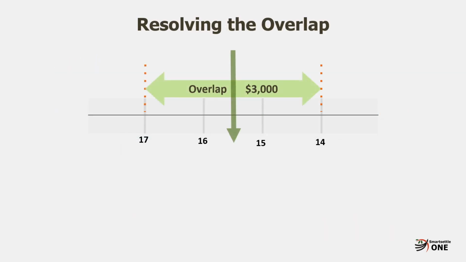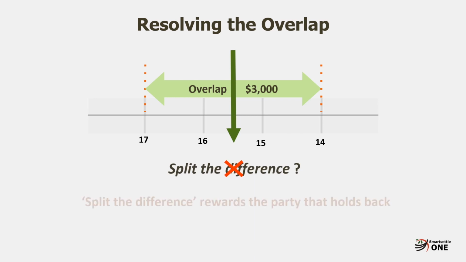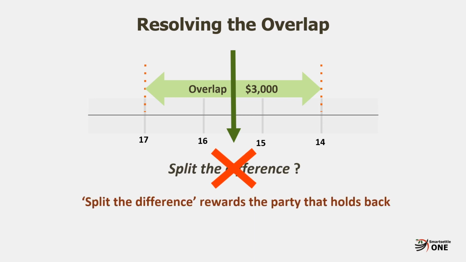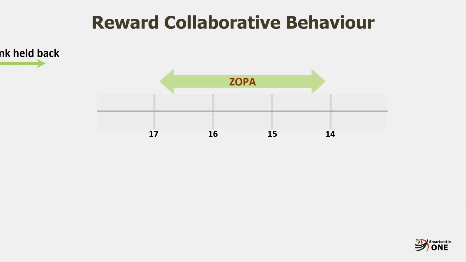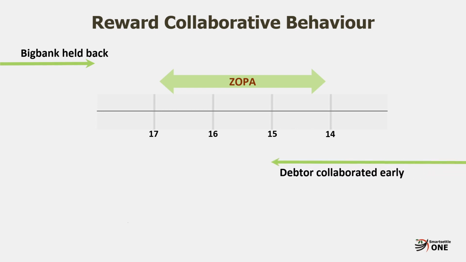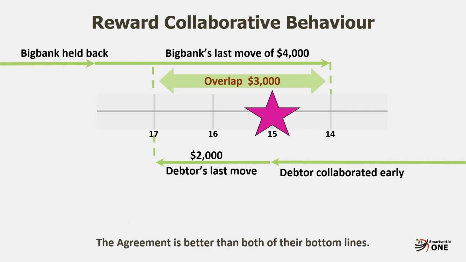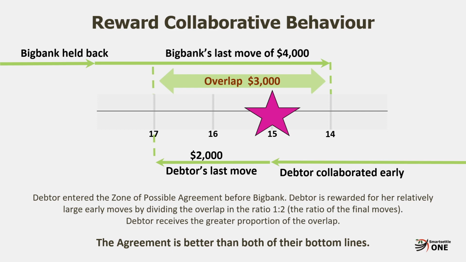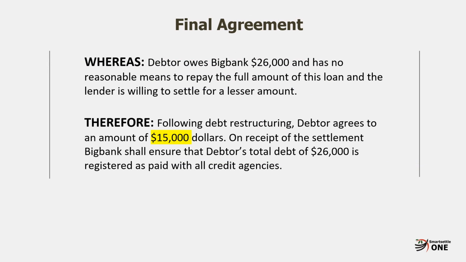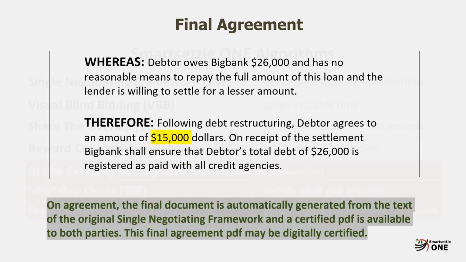You might expect the overlap to be split evenly, but that strategy rewards the party that holds back and tends to produce a chilling effect on negotiations. In this negotiation, while Bigbank was holding back, Debtor collaborated by moving early into the ZOPA. This enabled Debtor to make a relatively small move in final session. Smartsettle's algorithm rewarded Debtor's collaborative behavior by giving him more of the overlap. A final agreement was created by filling in the blank in the single negotiating framework with the agreed value.